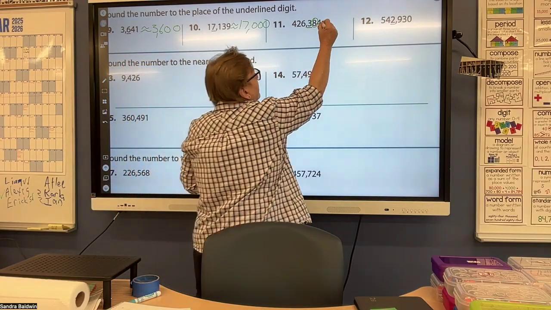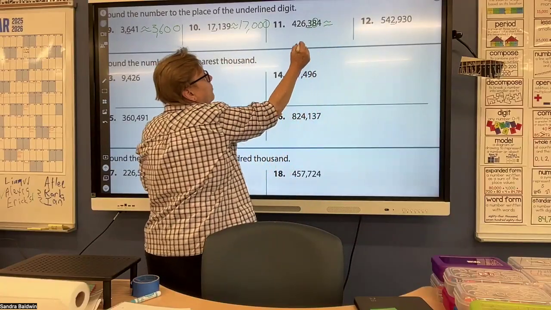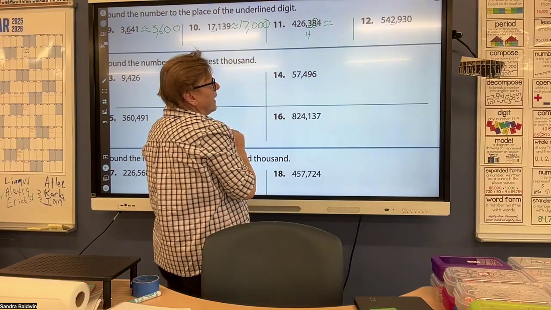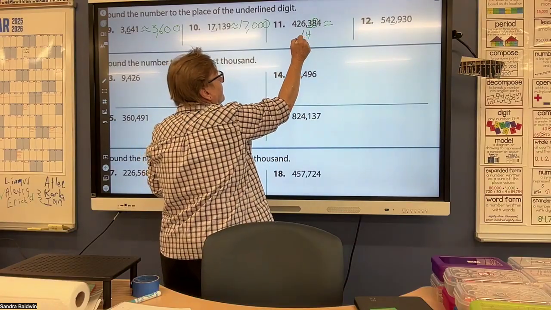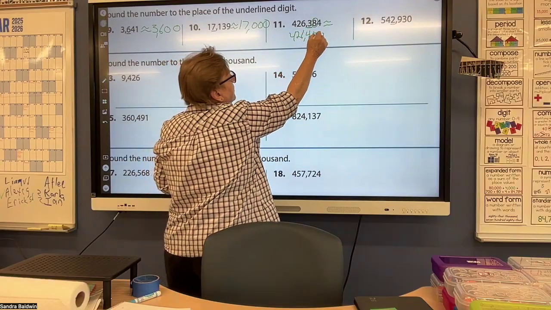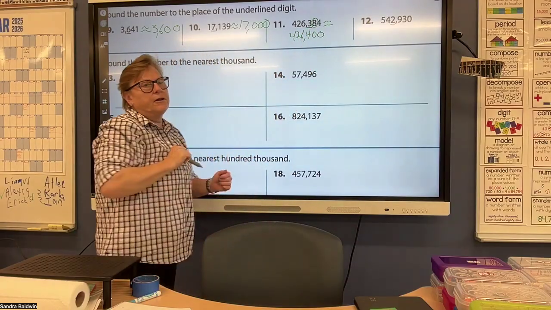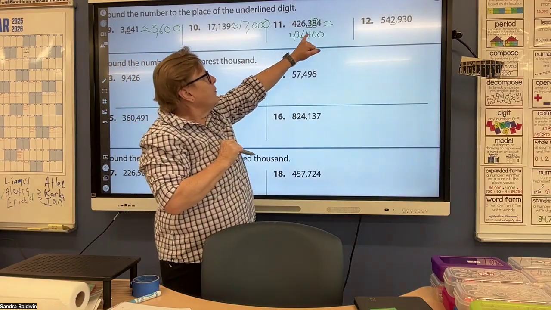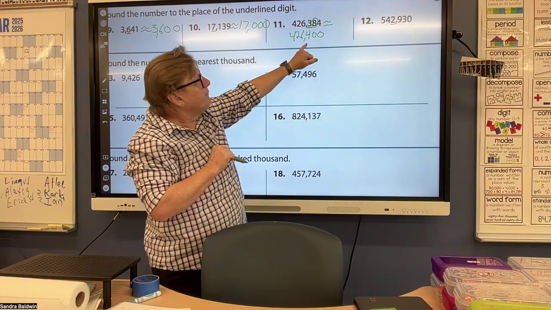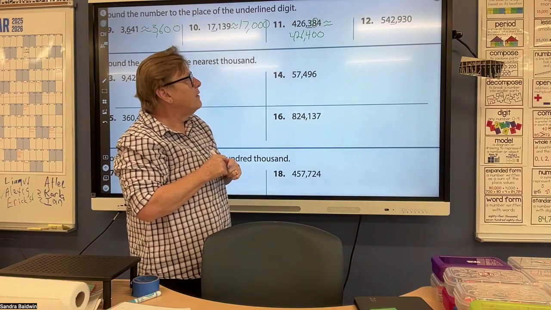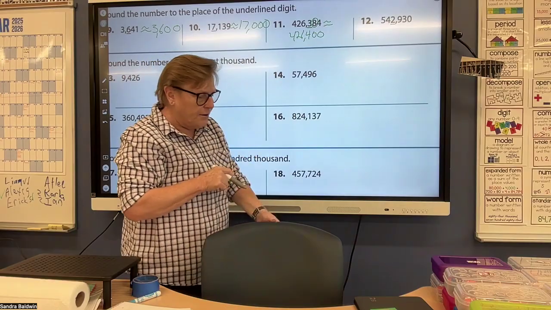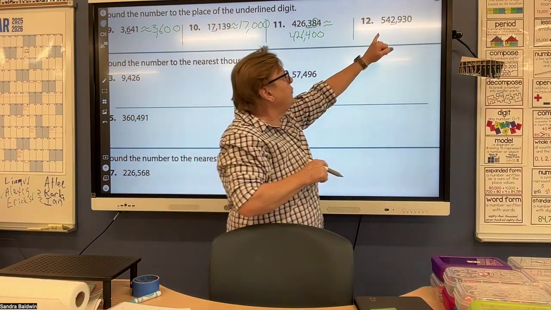So the 3 would actually be a 4 because this is more than 5. We copy the numbers in front of it and put the 2 zeros. We put our little rounding symbol. So we know that means that rounds to 426,400.